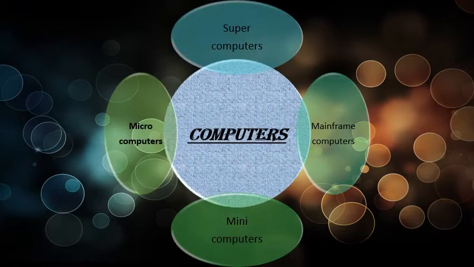In this chapter we have classified the computer into four main types: microcomputers, mini computers, mainframe computers, and supercomputers. We have divided them into different types according to their size. Remember this: microcomputers are the smallest, mini computers are bigger than microcomputers, mainframe computers are bigger than mini computers, and supercomputers are the biggest computers. We are going to discuss them one by one.